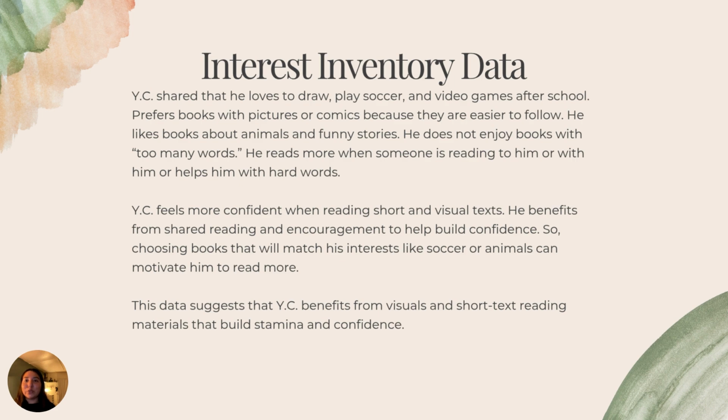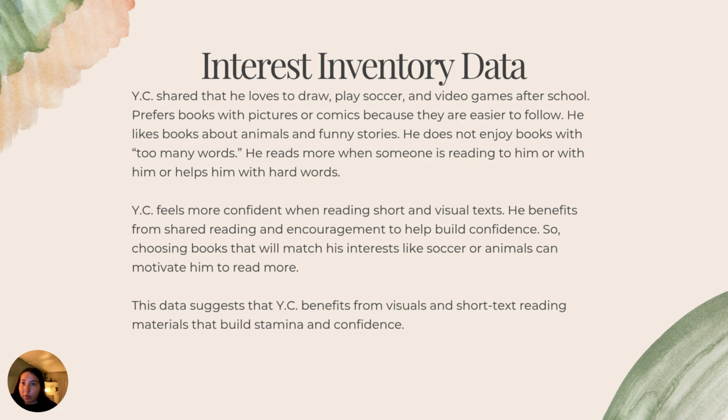So, like short text. He really does like books when they're funny or about animals, and he also likes when someone is reading to him and able to help him with words that he finds confusing or doesn't understand. So, this tells me that he benefits from short visual text that builds his confidence and stamina. Choosing the right type of books can help him stay motivated, engaged while reading, and improving his fluency.